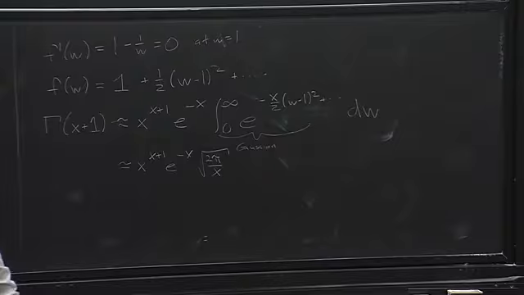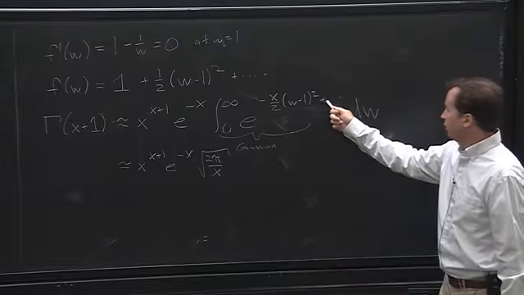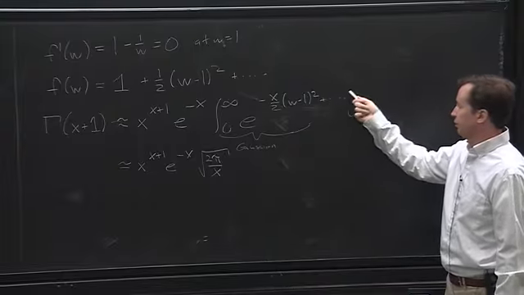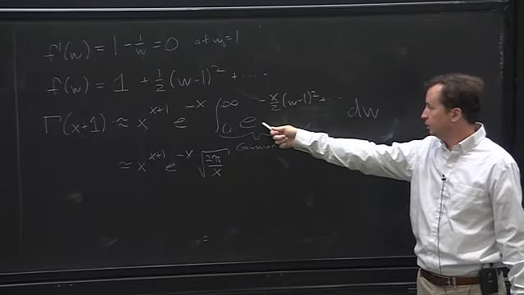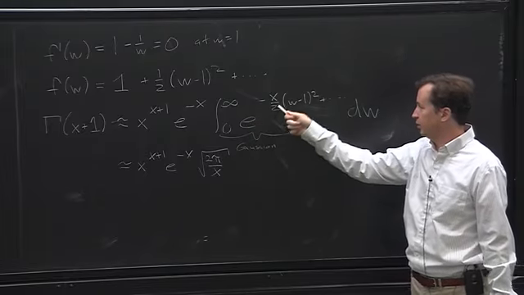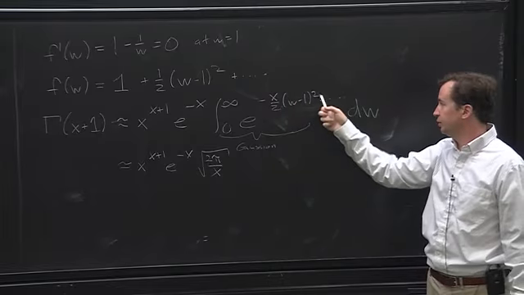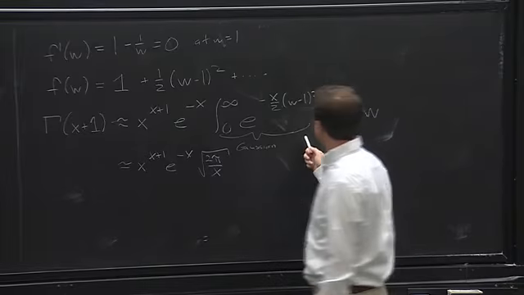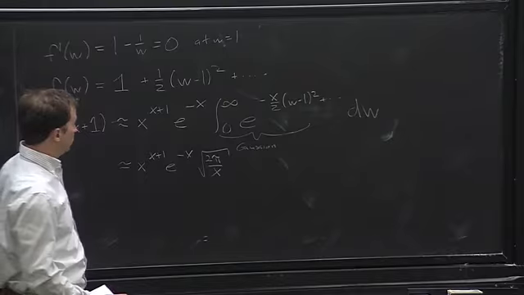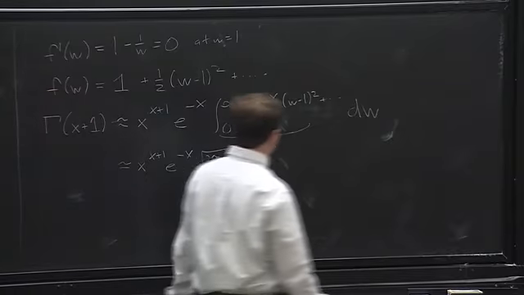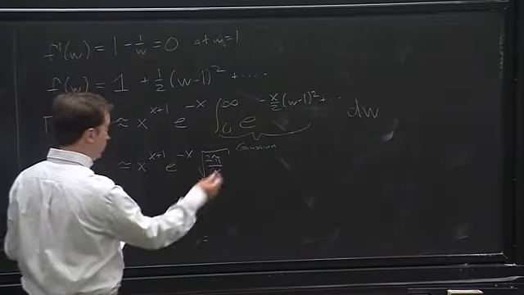And just comment briefly about how we do that. If we included a next term here, a cubic term, that would give us a very difficult integral to do. Doing an integral of e to the minus some polynomial in general is hard if the polynomial is of degree higher than 2. But what we can do is basically the same thing we did before.